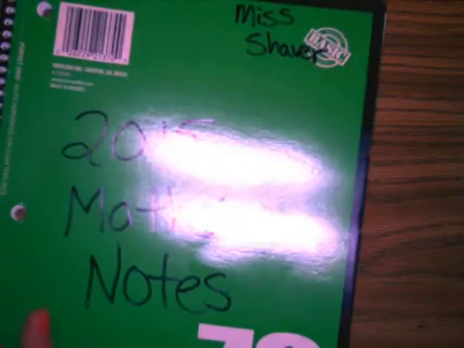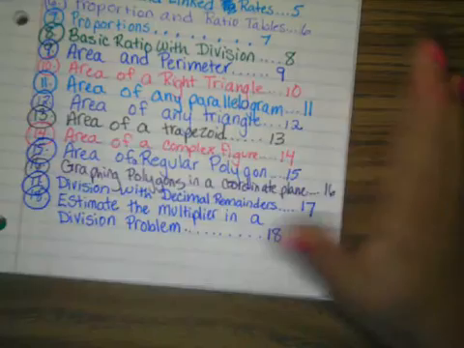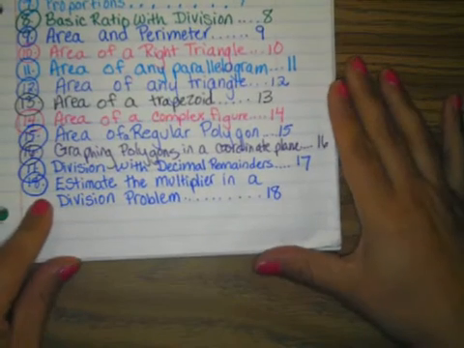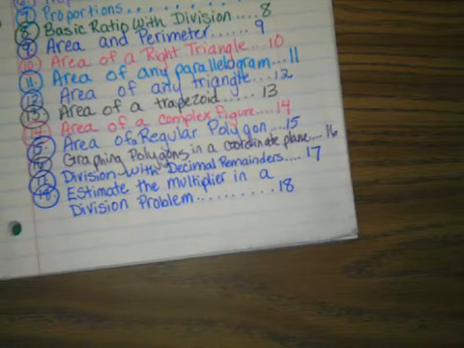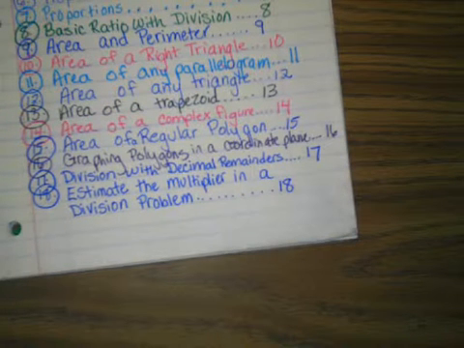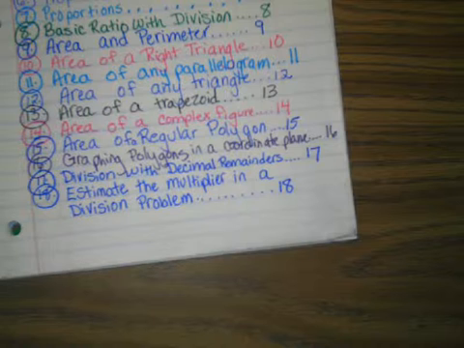Alright, in your math notes, open up to your table of contents and number 18. Estimate the multiplier in a division problem. Title your page, then turn to the next blank page and title it Estimate the multiplier in a division problem.